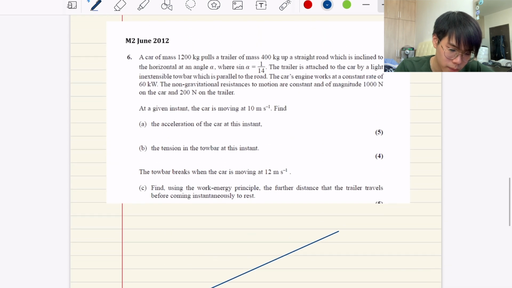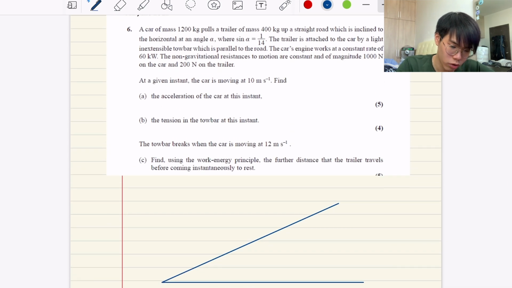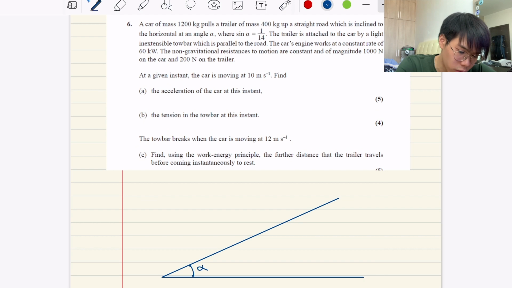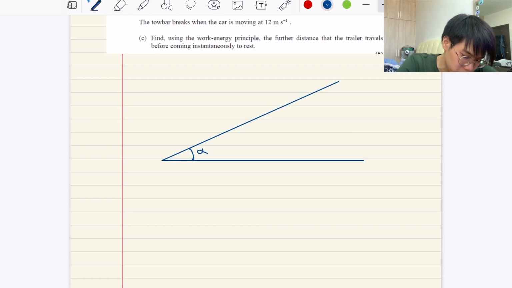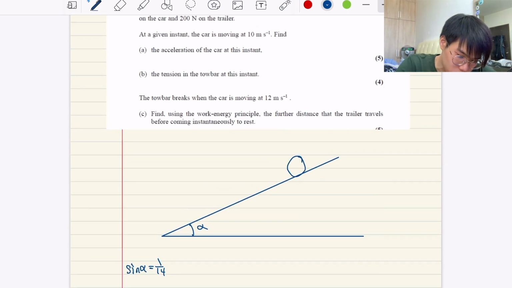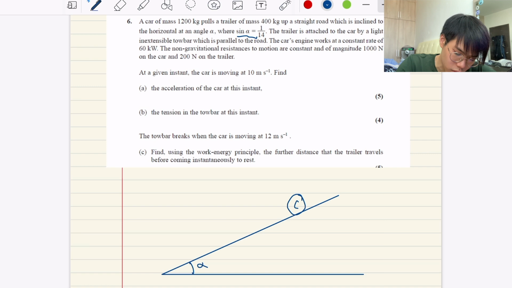It's a slope because the straight road is inclined to the horizontal with an angle alpha, and sine alpha is 1/14. So in here you can draw two circles, and this is 1200 g. So this is the weight, which is mg, and for the trailer it is 400 g.